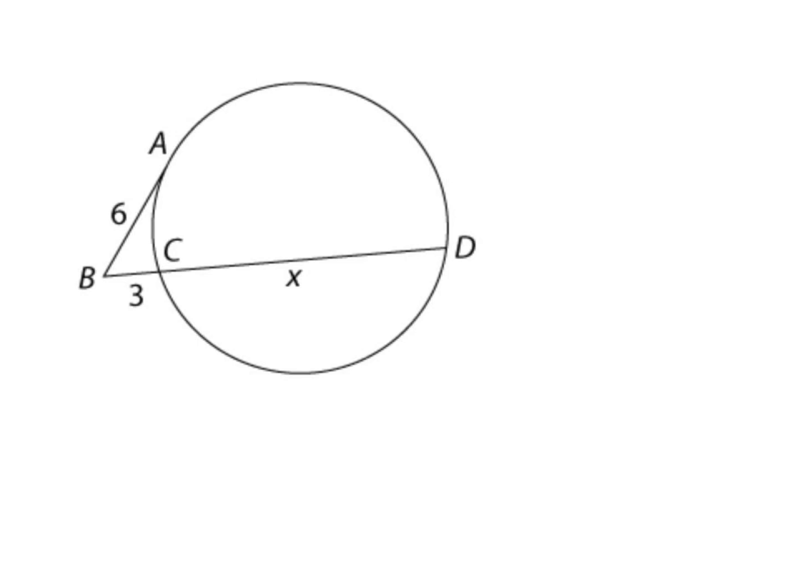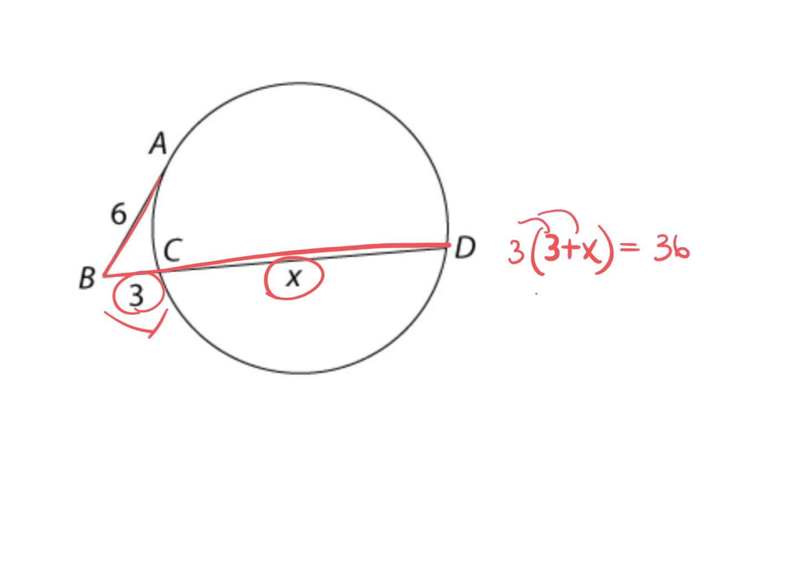All right, one quick example here. If I was asked to use the secant tangent, here is my secant. So I need the whole thing. So this plus this, 3 plus x, times just the outside, which is 3. And that is equal to this tangent right here being squared, and 6 squared is 36. So what I'm going to get is 9 plus 3x is equal to 36, or 3x is equal to 27, or simply x is equal to 9. And you can double check that by plugging that back in.